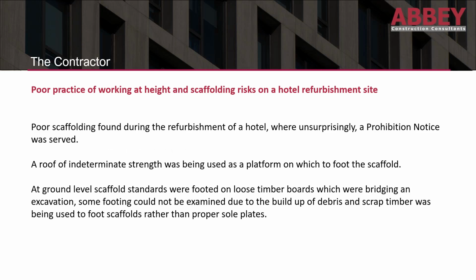The contractor: poor practice of working at height and scaffolding risks on a hotel refurbishment site. Poor scaffolding was found during the refurbishment of a hotel, where unsurprisingly a prohibition notice was served by the HSE. A roof of indeterminate strength was being used as a platform on which to foot the scaffold. At ground level, scaffolding standards were footed on loose timber boards, which were bridging an excavation. Some footings could not be examined due to the build-up of debris, and scrap timber was being used to foot scaffolding rather than proper sole plates.